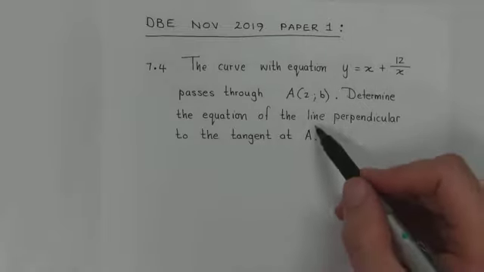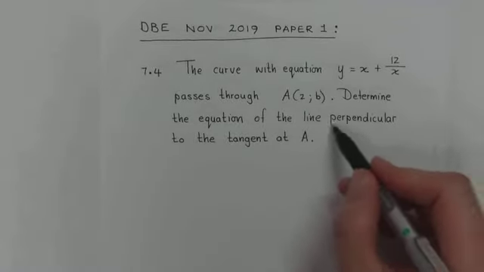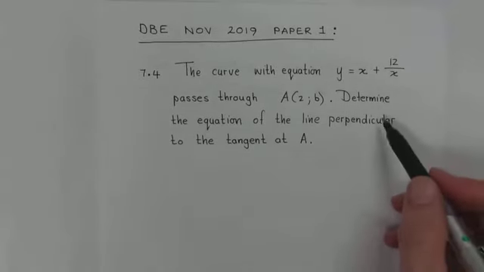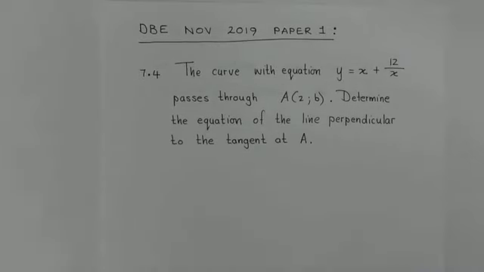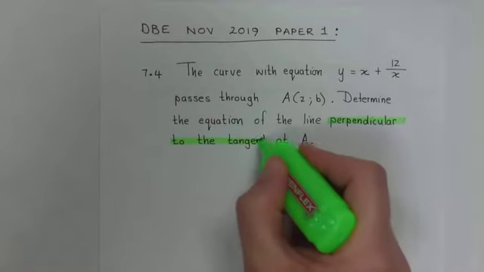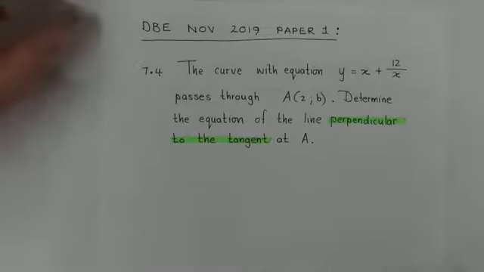Determine the equation of the line, and now careful with this one, because this one says of the line perpendicular to the tangent at A. So this one's slightly trickier, because it doesn't ask you for the tangent. It asks you for the line perpendicular to the tangent. And we will talk about that just now. But first we'll follow the exact same steps that I followed just now.